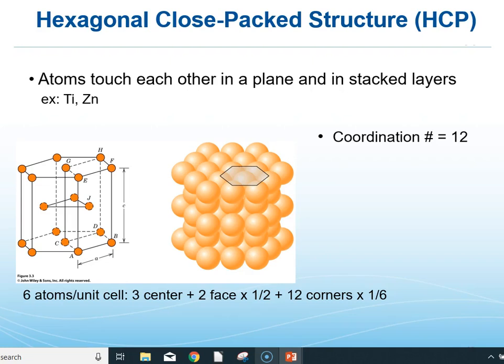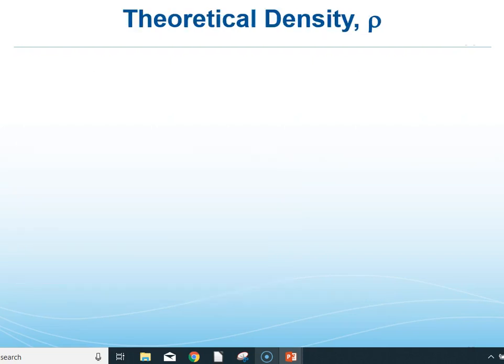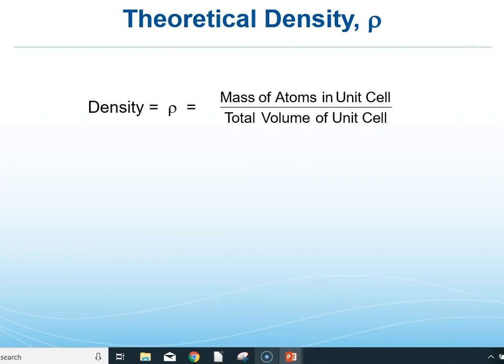And you have 6 atoms per unit cell, 3 in the center that are fully within the cell, 2 on the face, which would be analogous to the faces of the face-centered cubics, and then you've got 12 corners, which are each shared by 6. So 6 atoms per unit cell, but the unit cell volume is not A cubed. It's a function of both A and C here. And we will not calculate the atomic packing factor, but because we know it's close packed, we know it's 0.74. So we don't have to calculate it.